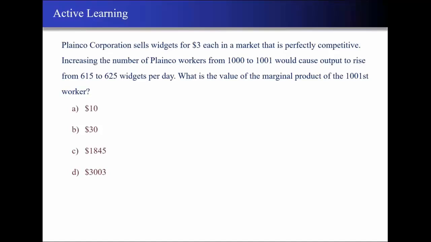Okay. All right. So the correct answer is 30. This extra person, this additional person makes 10 units and the price is $3 each. So the answer is 30. Okay, so that's the marginal revenue product.